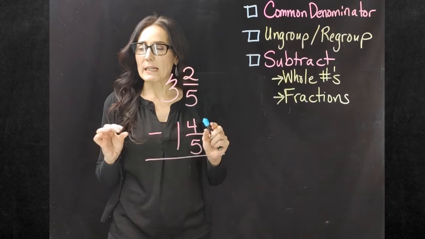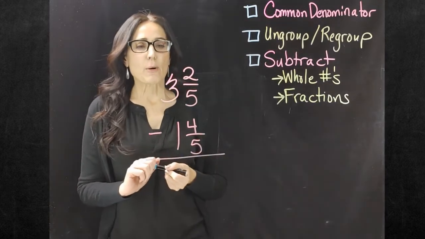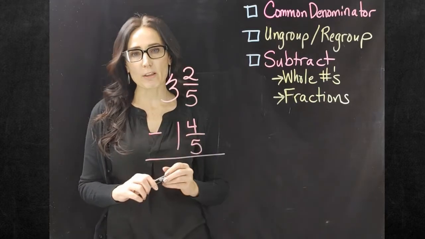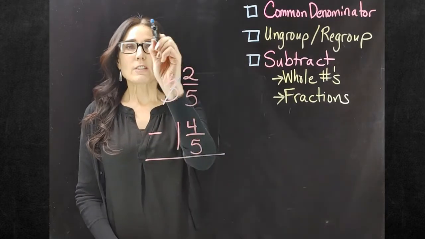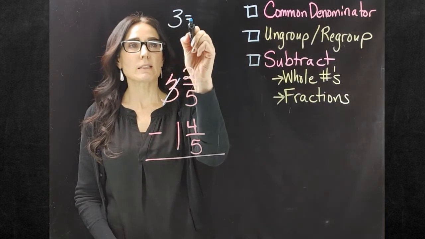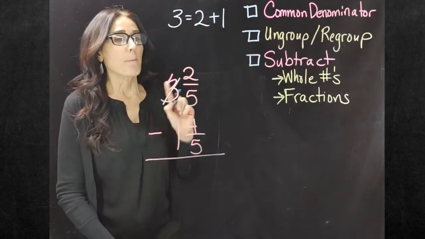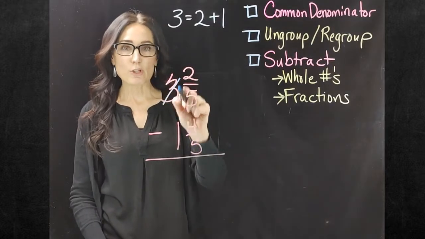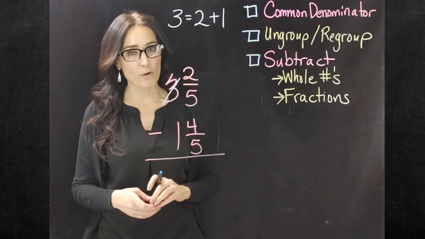So let's go ahead and slow it down just a little bit and try this example. In order to subtract this, I am going to have to borrow from my 3, or what we call ungrouping. We know that 3 is the same as 2 plus 1. But we are going to need to take that 1 and add it to 2/5 in order for 2/5 to be large enough for us to subtract 4/5.